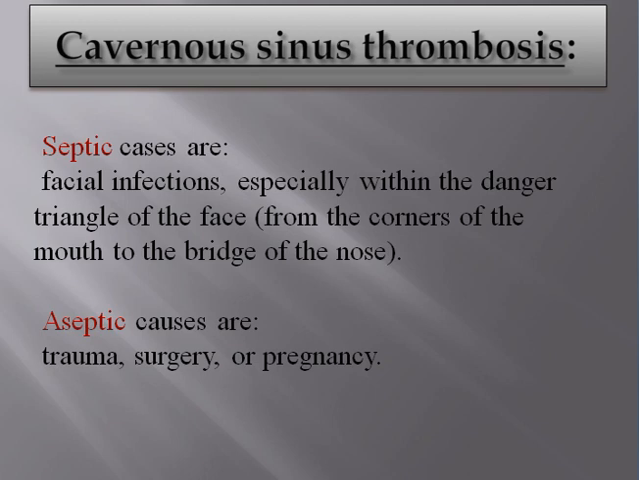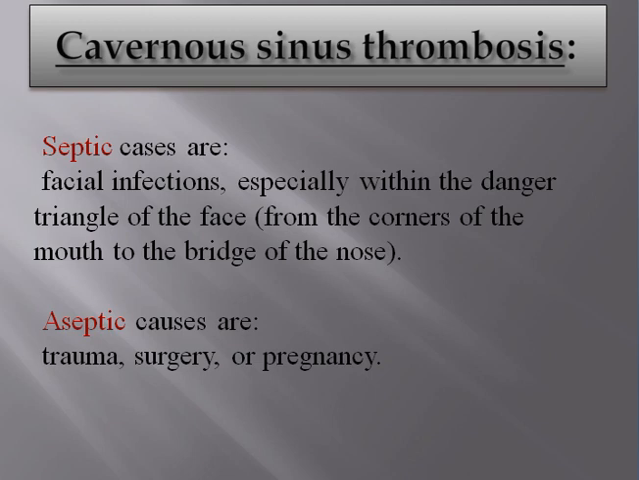This complication is usually septic, but can also be aseptic. Septic causes can follow central facial infection, especially within the danger triangle of the face, and as I explained earlier, from the corners of the mouth to the bridge of the nose. These include abscess or cellulitis, furuncles and carbuncles, sinusitis, especially sphenoiditis and ethmoiditis, dental infections, extractions, or procedures, even a posterior superior alveolar nerve block entering the pterygoid plexus, maxillofacial surgery, otitis media, and mastoiditis.